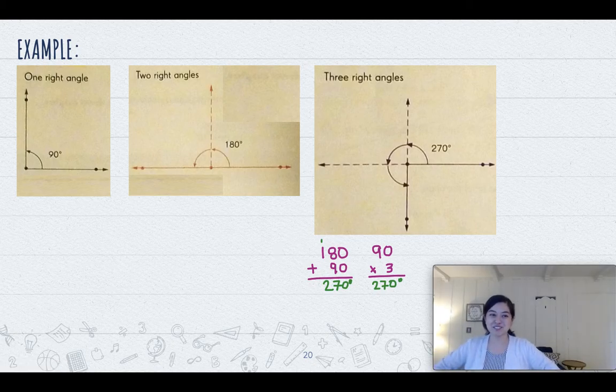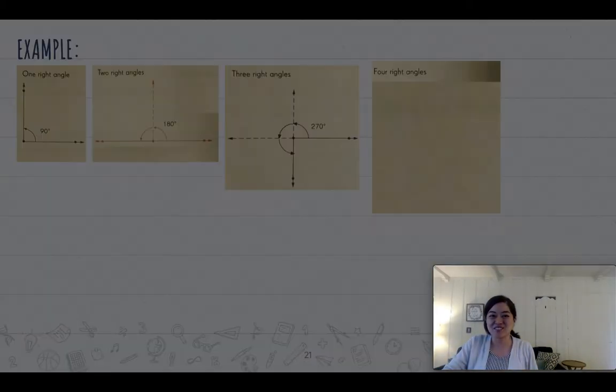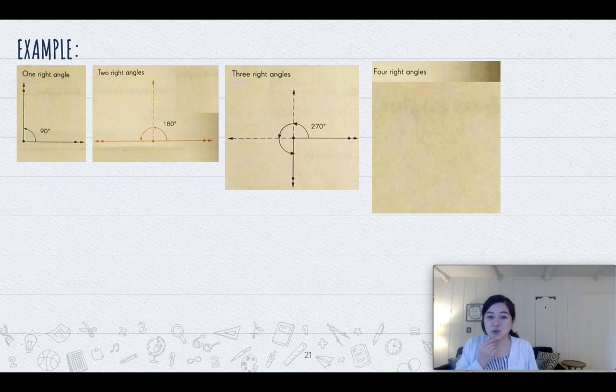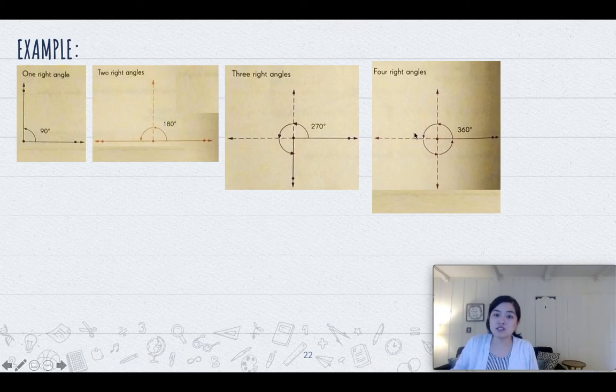Can you guess my next question? What do 4 right angles make? How many degrees does 4 right angles make? Well, let's take a look. Okay, so 4 right angles, we have one 90 degree here, another 90 degree here, another 90 degree here, and then one more 90 degree here. So 4 right angles make 360 degrees.